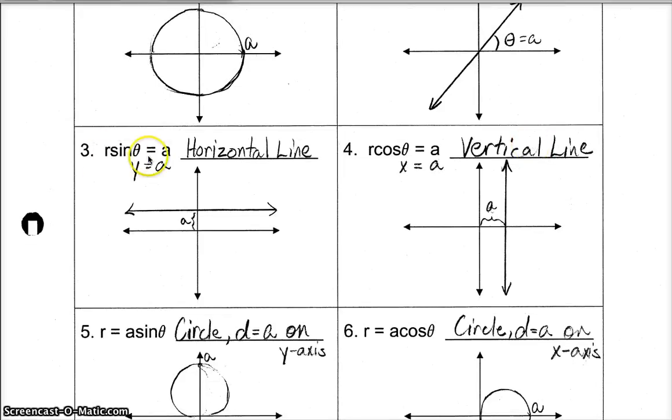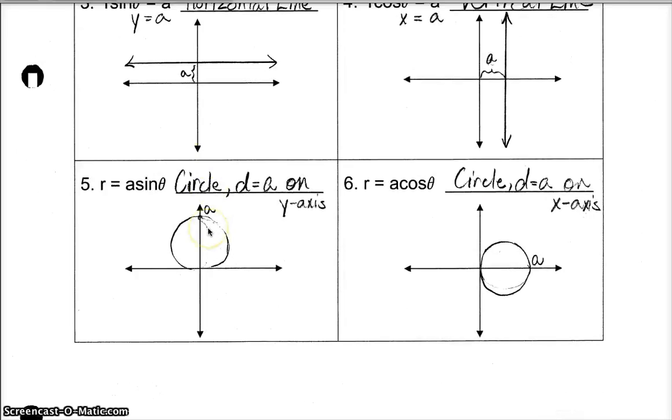If it's r sine theta equals a, we did that next. That was a horizontal line because, in other words, it's y equals a. If it's r cosine theta equals a, it gives you a vertical line because, in other words, it's x equals a. And a here, they're showing you the distance from the pole. If it's r equals a sine theta, it's a circle with a diameter of a units. And again, sine is associated with y, so it's going to be up in the upper positive section or down here in the negative section if it's a negative a.